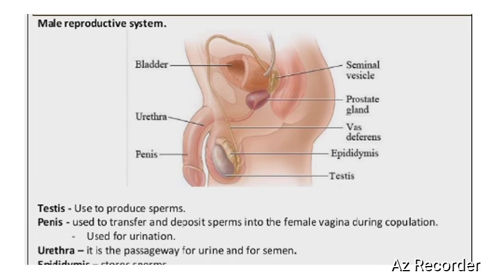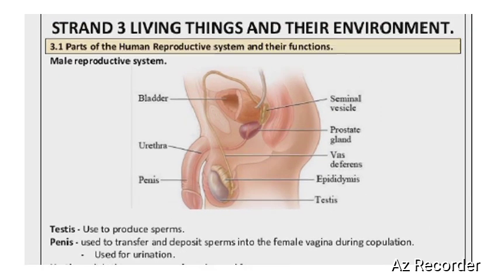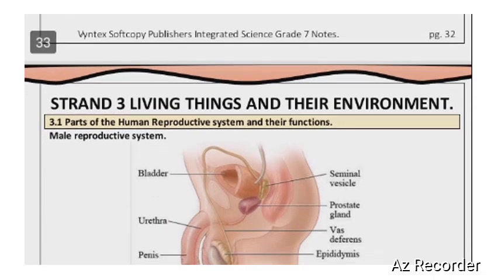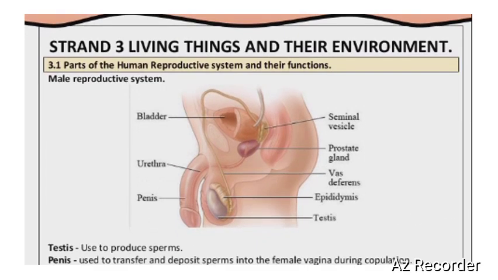Today we are going to talk about the male and female reproductive systems, which is strand number 3 in the Grade 7 science, living things and the environment. So the parts are called male and female. We shall start with the male reproductive system.